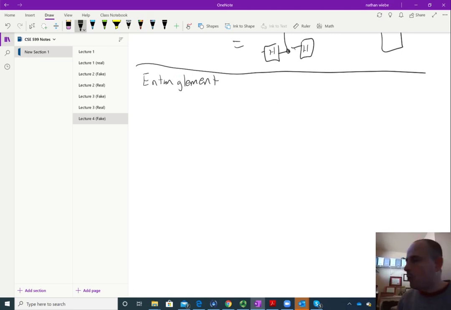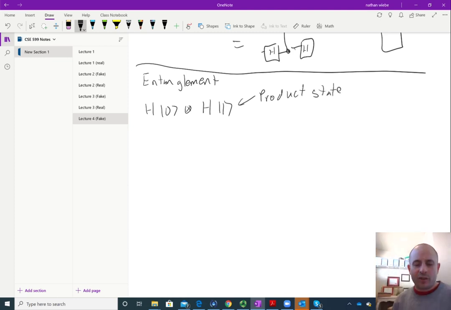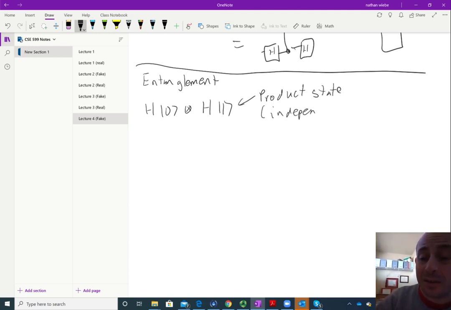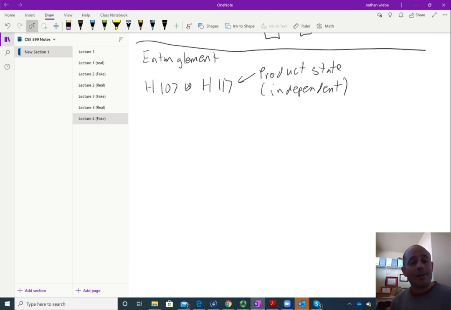So, for example, let's consider the case of Hadamard 0, tensor product, Hadamard of 1. This state over here is what we call a product state. Because it is a tensor product of two individual states, you can see this as meaning that both of them are kind of independent. They act on different spaces, they can both be queried individually. Measuring one, it turns out, gives you no information about the other. That is what a product state is.